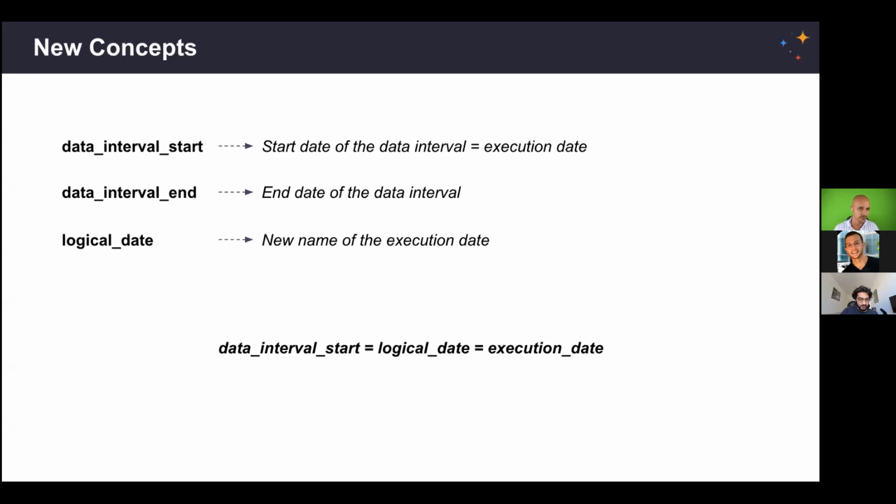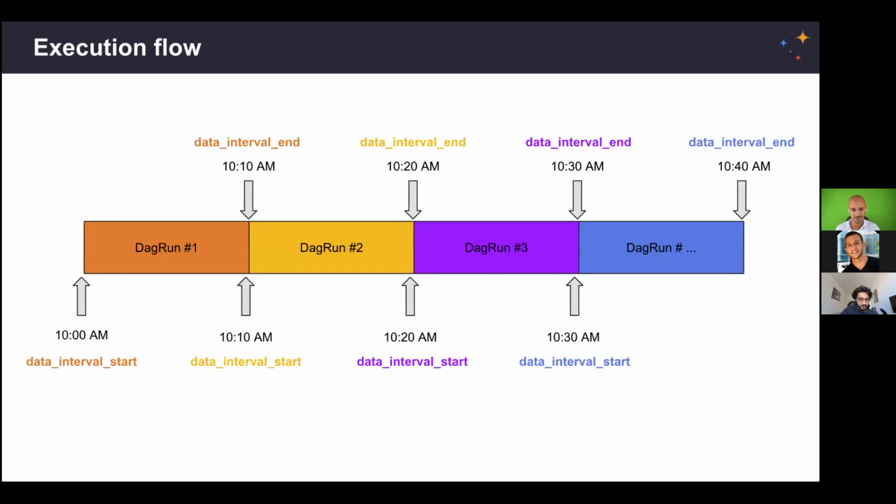So if we take the previous example, it is as simple as that. No worries, it's really simple. Actually, now you have your first DAG run, and your first DAG run will have a data interval start and a data interval end. So the data interval start of your first DAG run will be at 10 a.m. and the data interval end will be at 10:10 a.m. And again, like before, your DAG is triggered at 10:10 a.m. Okay?